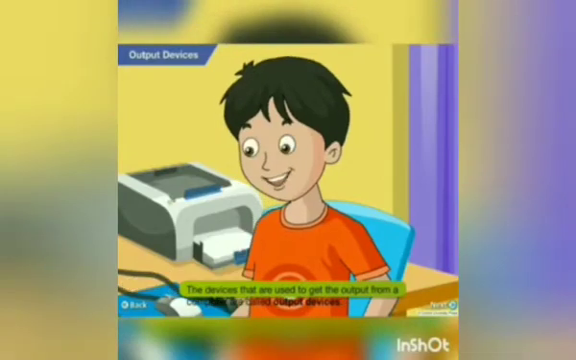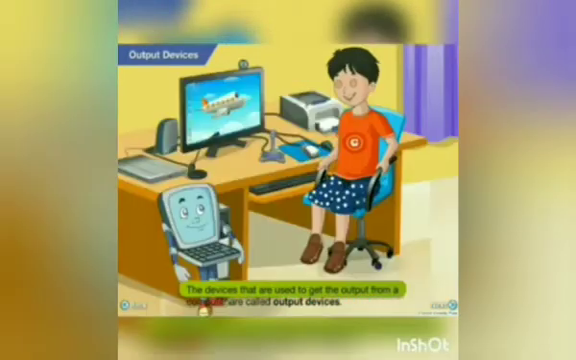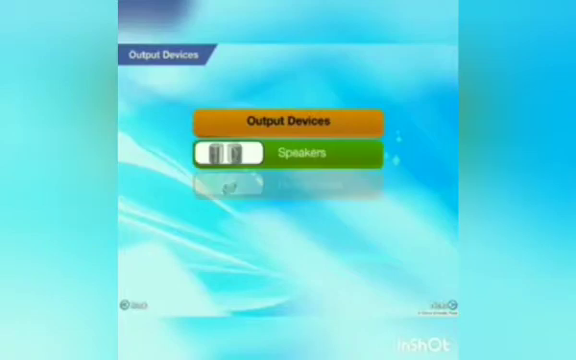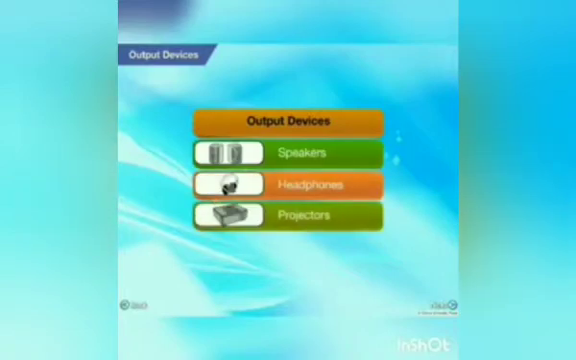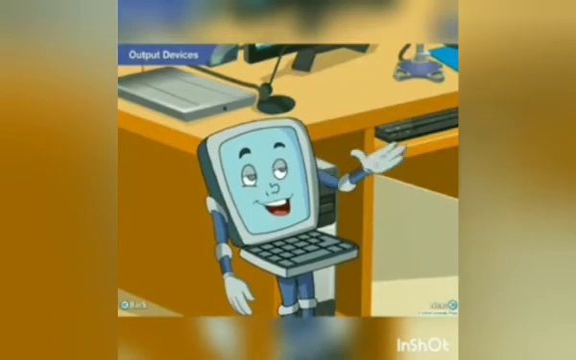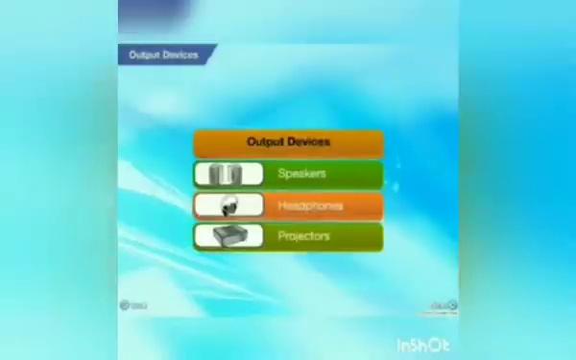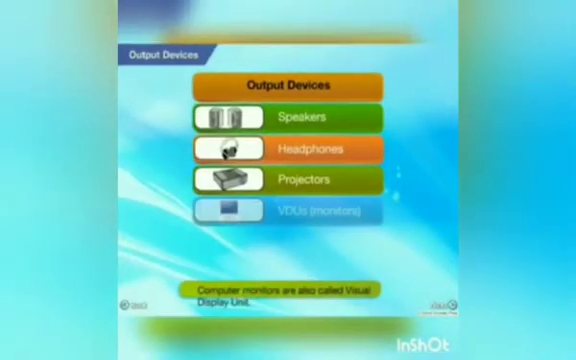Okay, I remember what output devices are. The devices that are used to get the output from a computer are called output devices. Correct, Goggle. Speakers, headphones, projectors are all output devices. Yup. Tell me quickly, what is your computer monitor also known as? It is also called a visual display unit or a VDU.